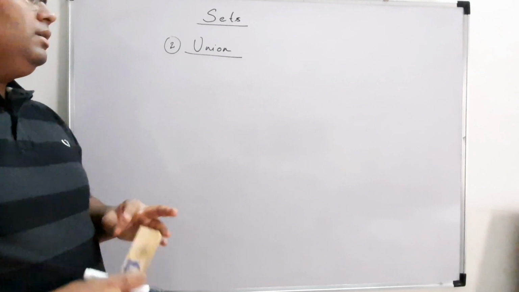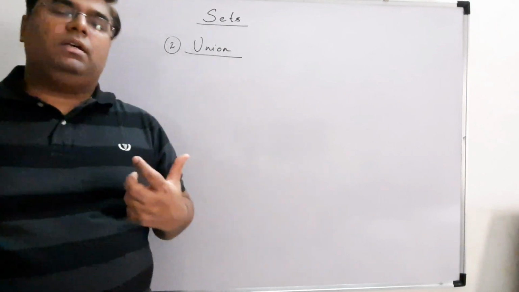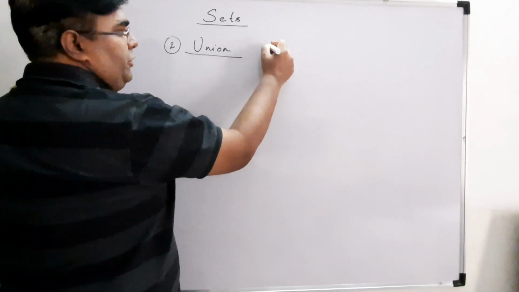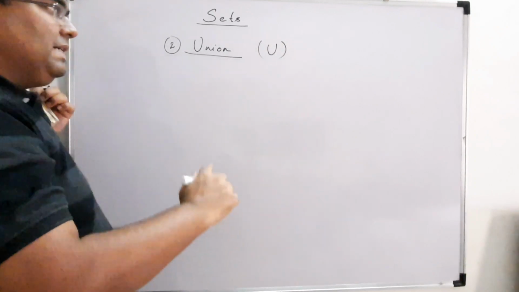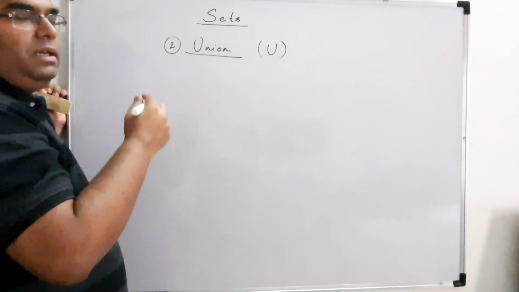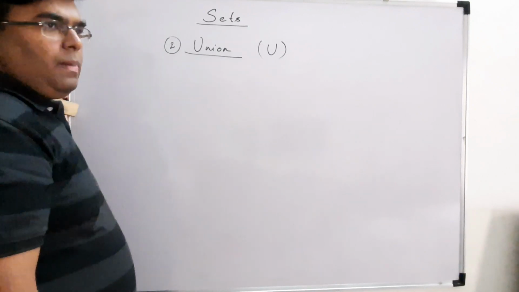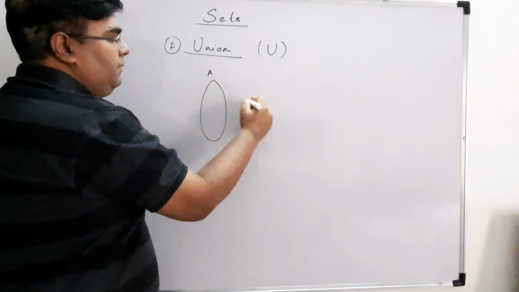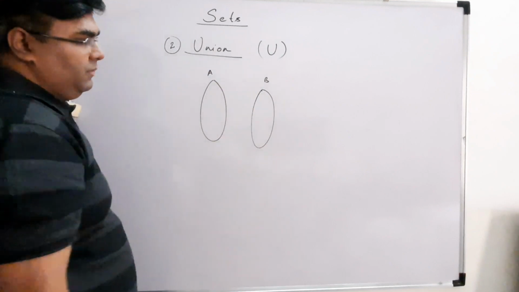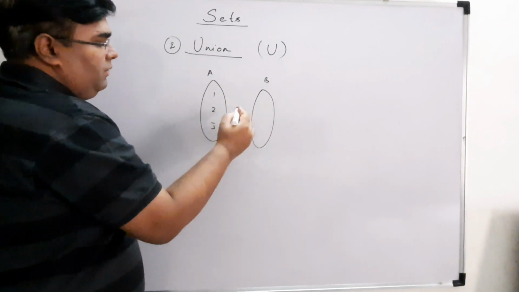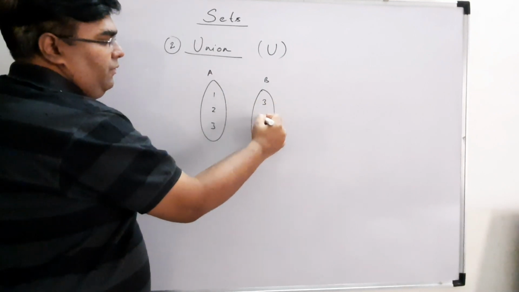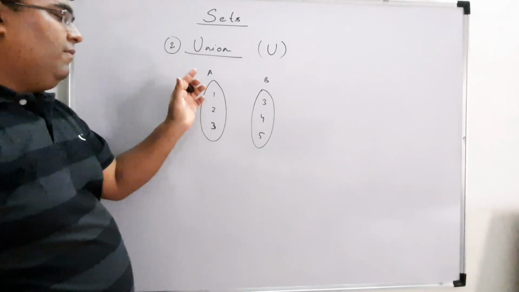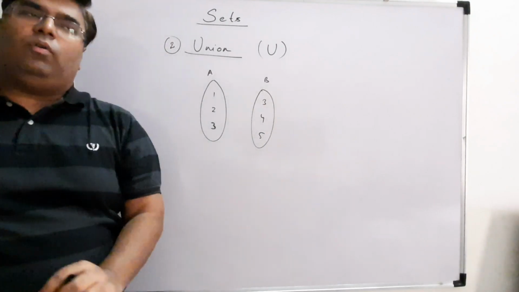Now we will talk about our next operation, which is union. Union is represented as ∪. Intersection was the reverse of ∪, it is ∩. Now union means all the elements. Suppose there are two sets A and B. In A we have 1 2 3, in B we have 3 4 5. These are the two sets.